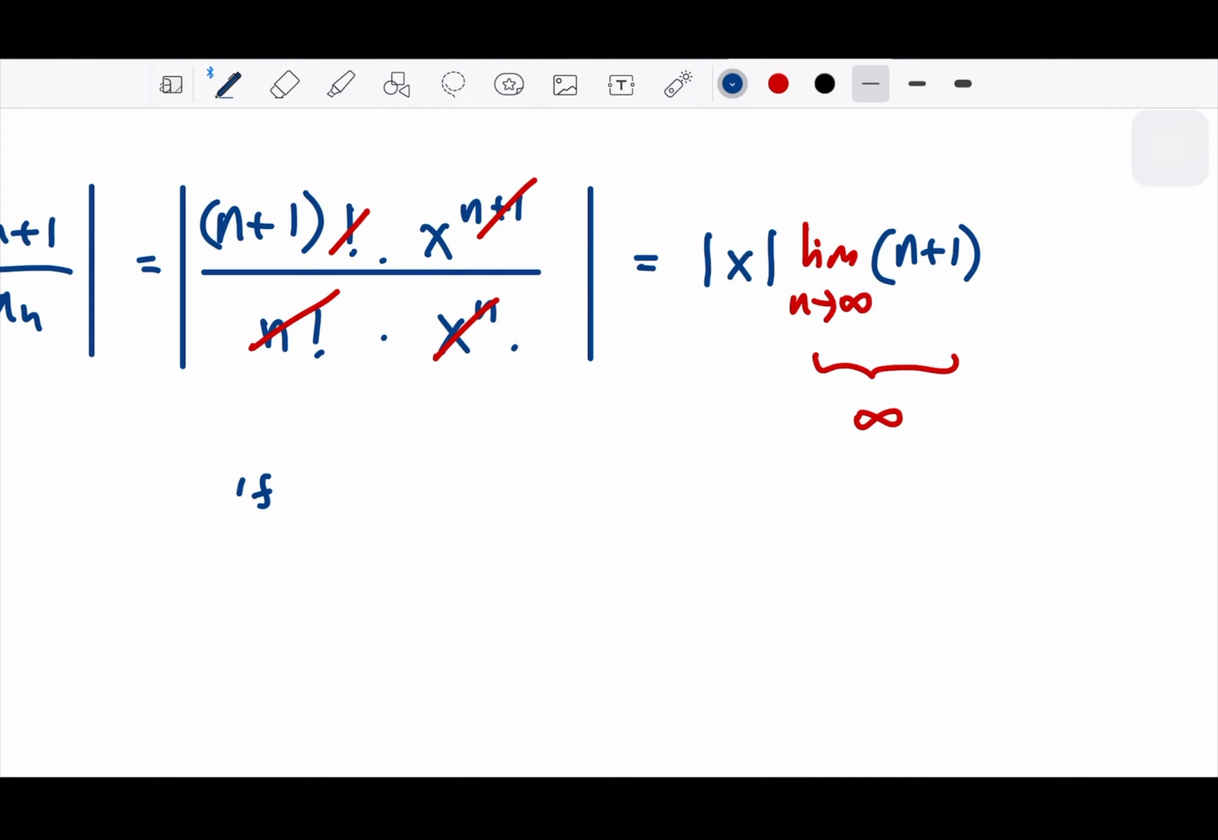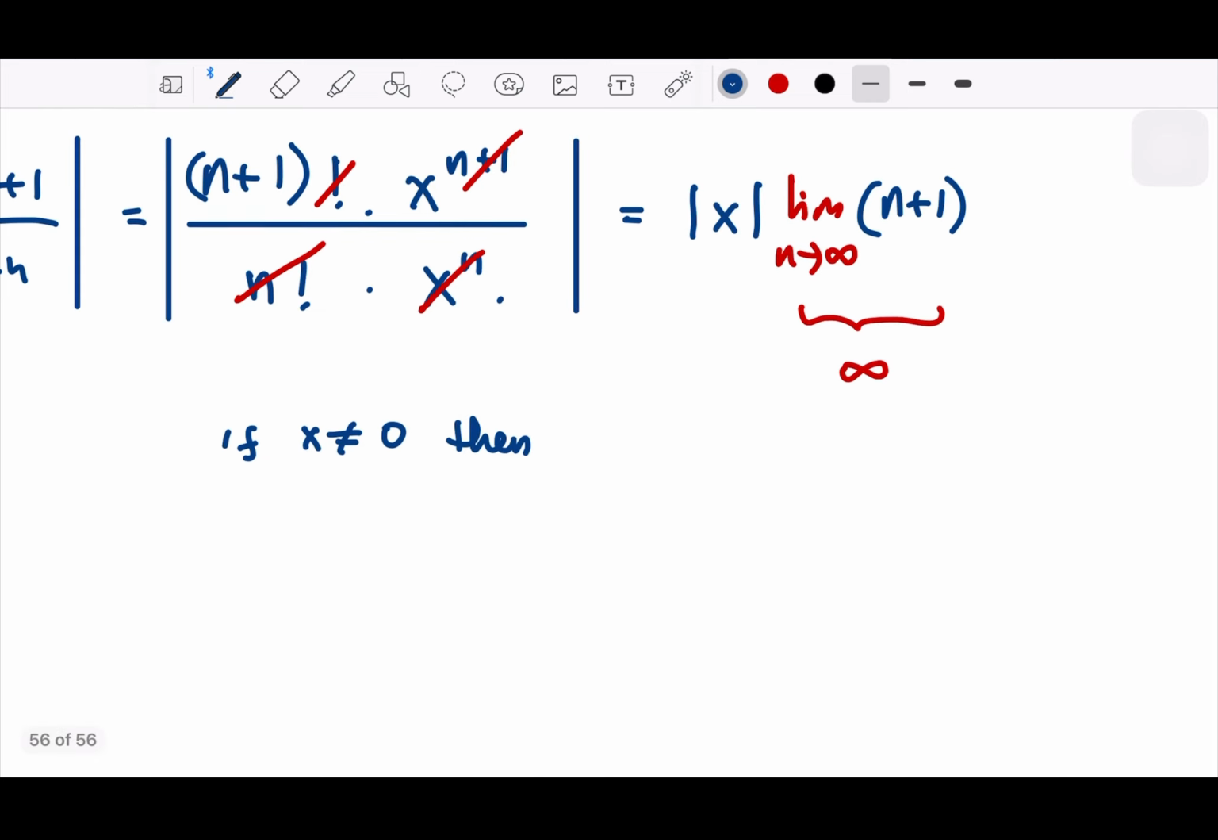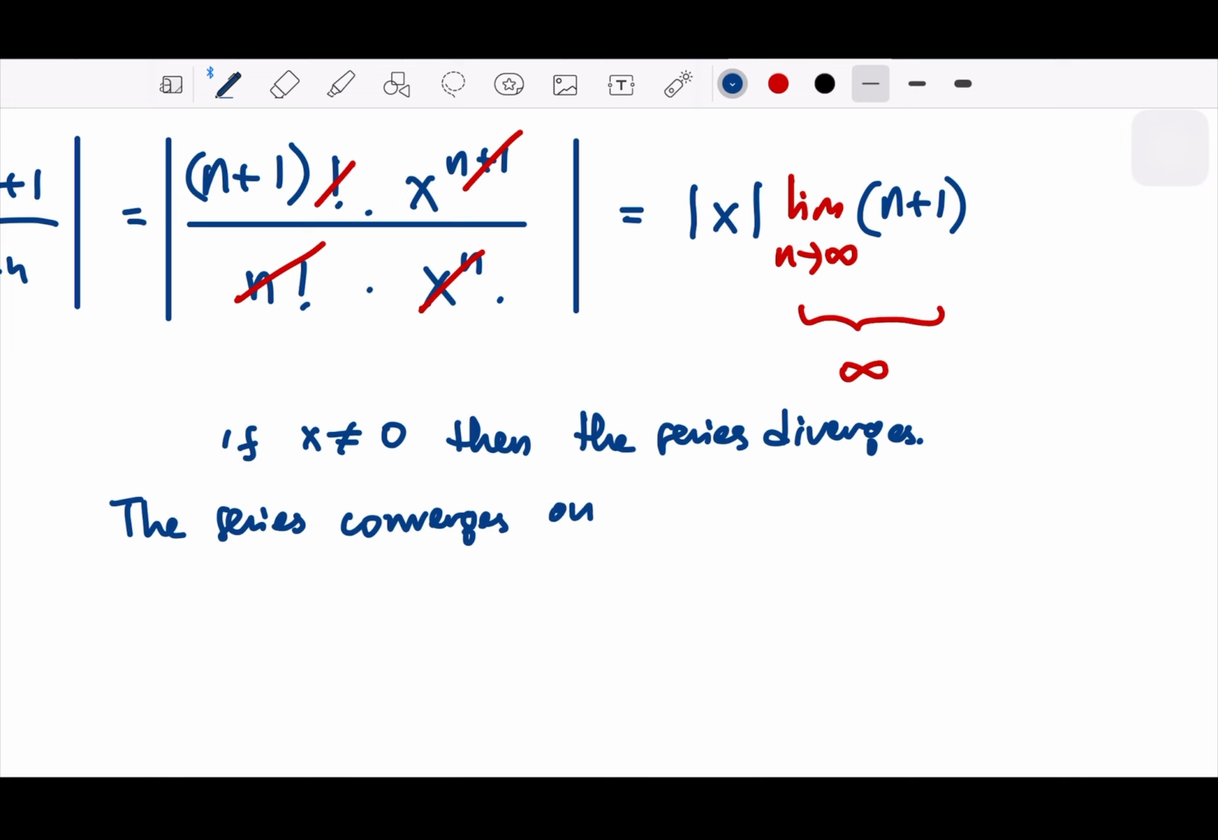So if x is not 0, then the series diverges. The series converges only when x is equal to 0. This means that we only have a single point of convergence, which is x equals 0.